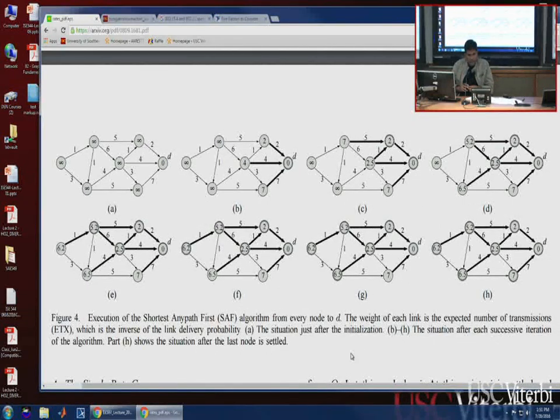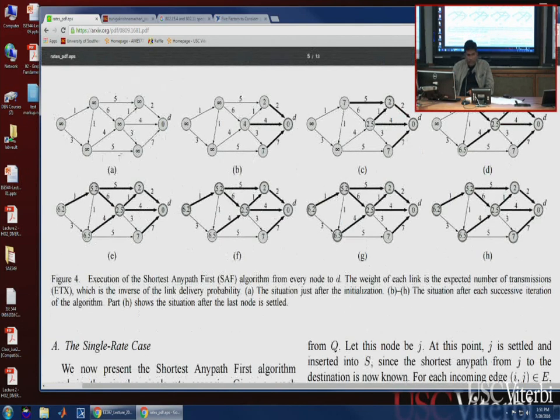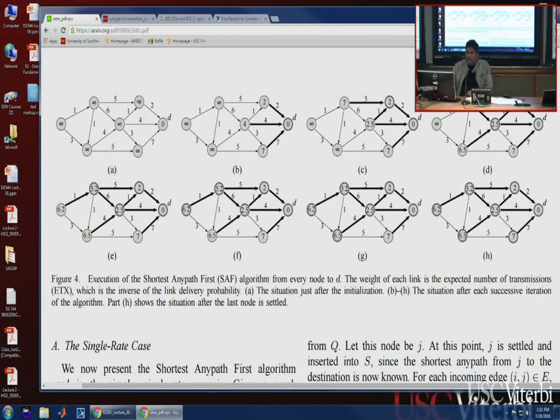So here's the execution of the shortest any path first algorithm. We're starting with a graph G, and it has a set of vertices, it has a set of edges. All of the edges are labeled with distances. The assumption here is that the probability of success is just 1 over the distance, because the distance is 1 over the probability of success. And this node on the far right here is designated the destination node.